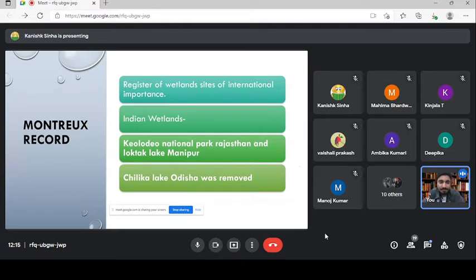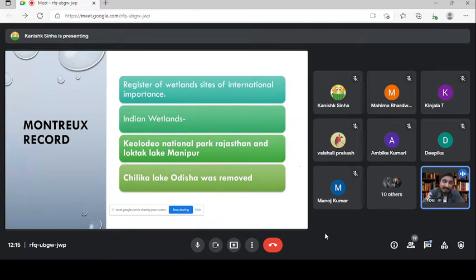Now, this is a very important thing, that is the Montreux Record, guys. What is the Montreux Record? Just as the United Nations has the details of all the member states, can anybody tell me in the chat box how many total member states there are in the United Nations according to the latest data?